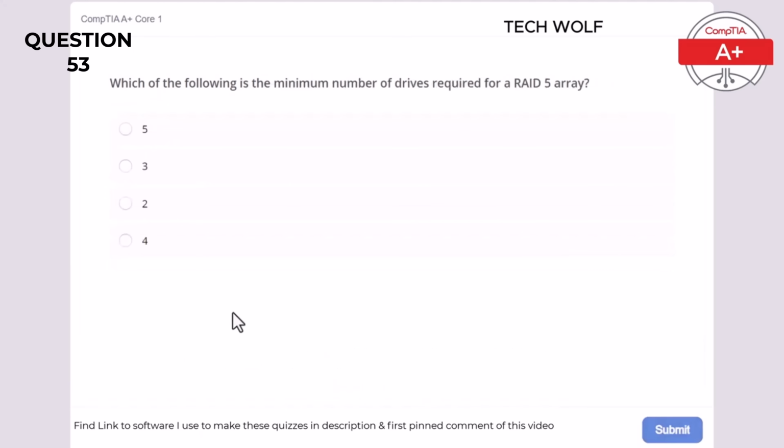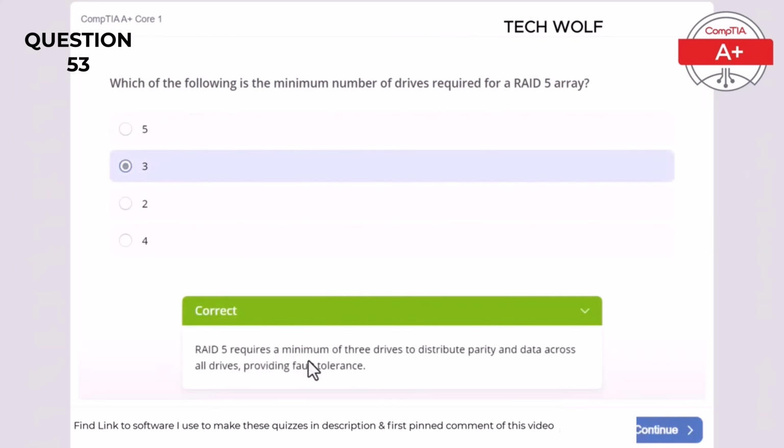Which of the following is the minimum number of drives required for a RAID 5 array? 5, 3, 2, or 4? And here the correct answer is 3. RAID 5 requires a minimum of 3 drives to distribute parity and data across all drives, providing fault tolerance.